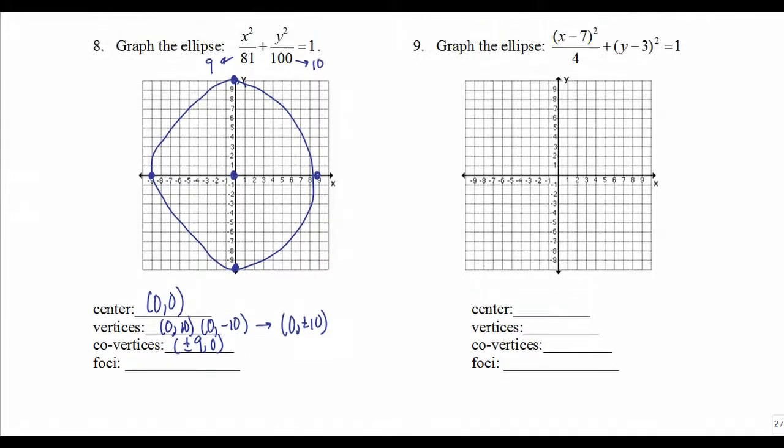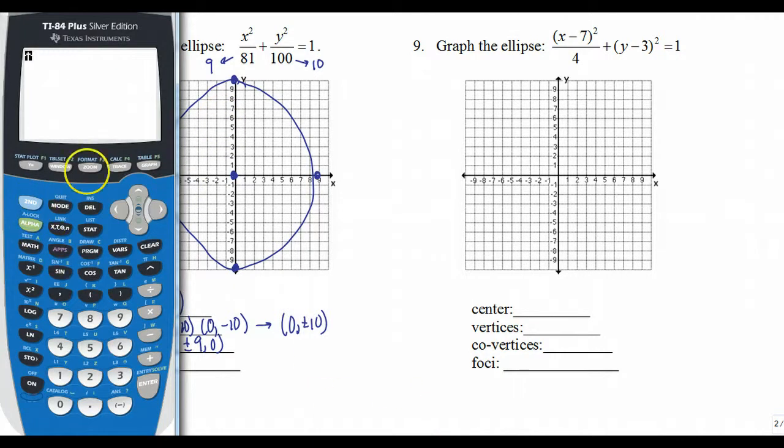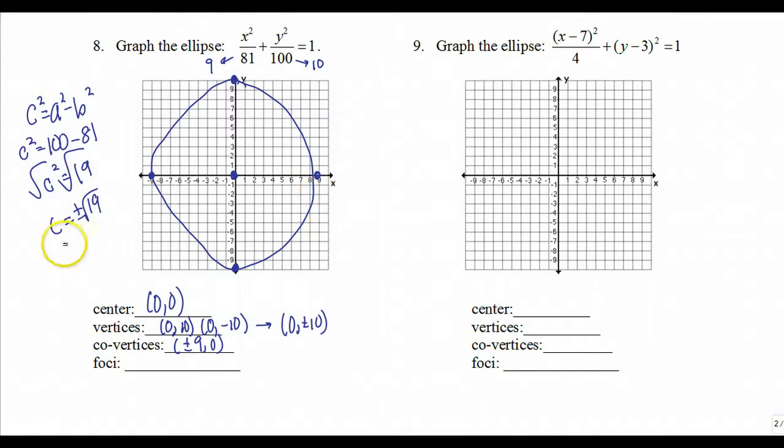And then for the foci, I need to use my equation. c squared equals a squared minus b squared. Bigger minus smaller. So c squared equals 100 minus 81. So c squared equals 19. Take the square root. c equals plus or minus square root 19, sorry. And now my foci are in the same direction as my vertices. So I'm going to do square root 19, which is 4.36. So my foci are going to be in the y direction. I'm going to write plus or minus 4.36.